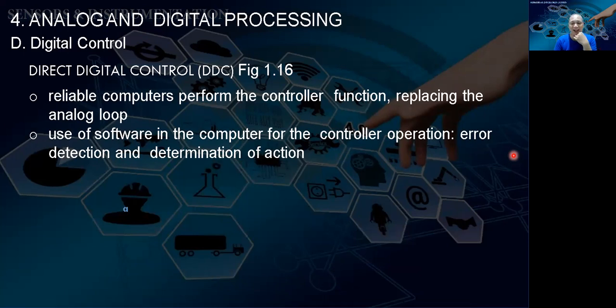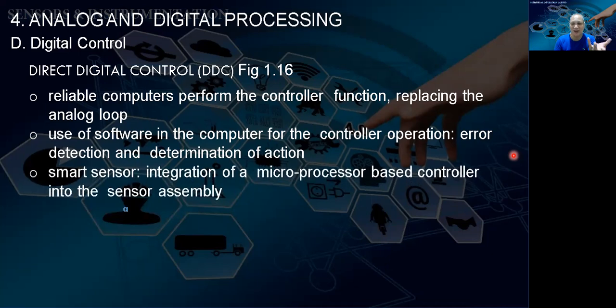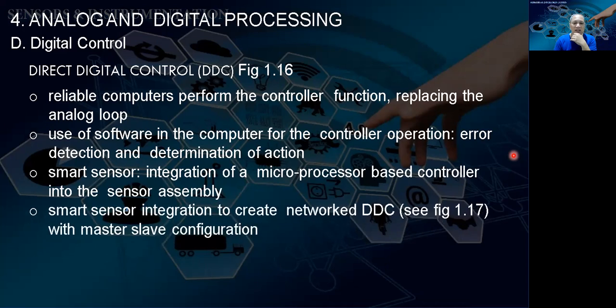Even our cars are all electrically controlled, with software in the computer for the control operation, error detection, and determination of action. We also have smart sensors. Sometimes a smart sensor already has some mechanism, like a microprocessor, so it can sense and then directly make a decision. And then smart sensors are integrated to create a network of DDC.